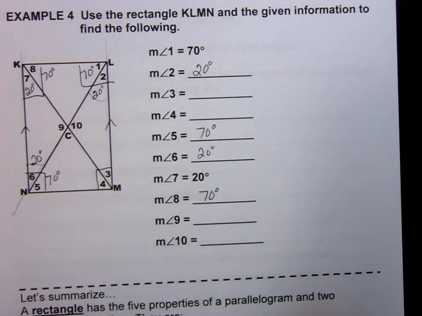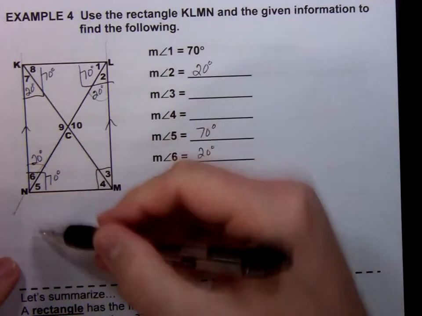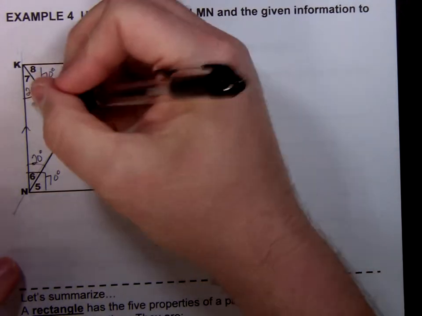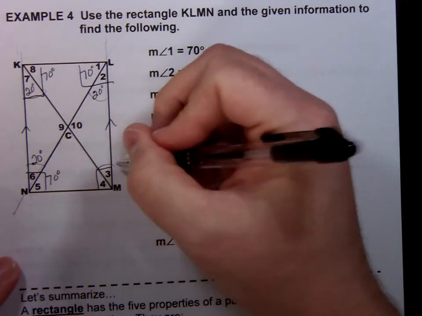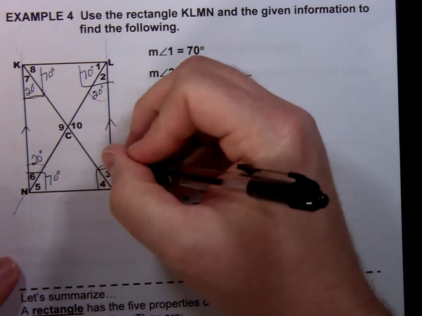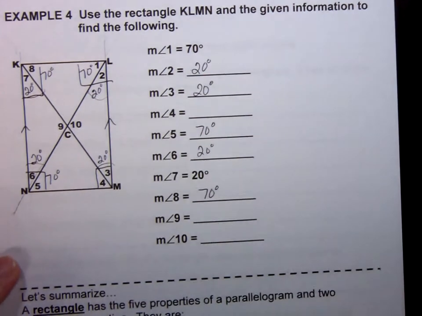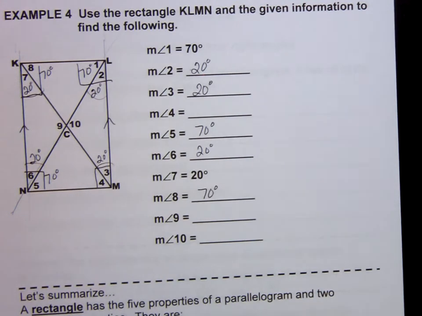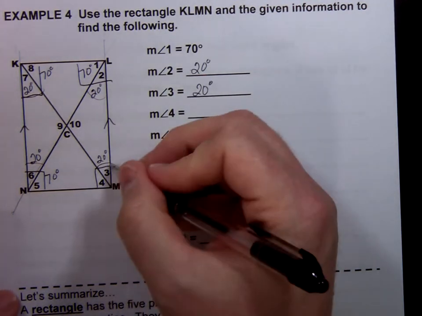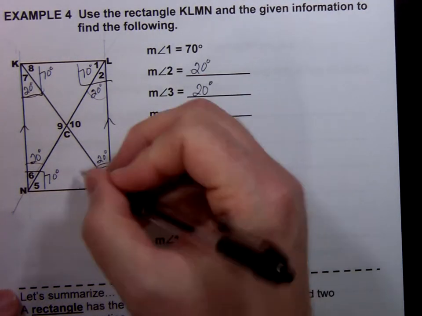Same concept over here, parallel lines, transversal, you get a pair of alternate interior angles. So if 7 is 20, angle 3 is 20. Hopefully you see that angle 4 is going to be 70 degrees. These 2 angles have to add up to 90, so if that's 20, this is 70.